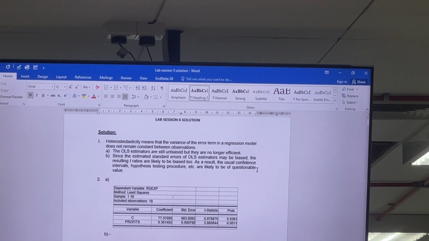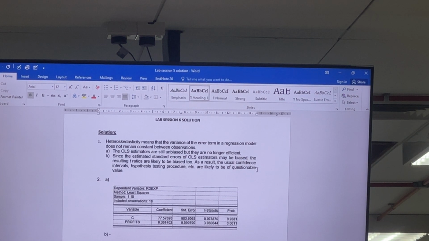Heterogeneity means that the variance of the error term in a regression model does not remain constant between different observations. The ordinary least squares estimates are still unbiased, but they are no longer efficient. So the estimates we can use, but in terms of hypothesis testing, we have a problem. Since the estimated standard errors of the least squares estimates may be biased, the resulting t ratios are likely to be biased too. As a result, the usual confidence interval, testing procedures, etc. are likely to be of questionable value.